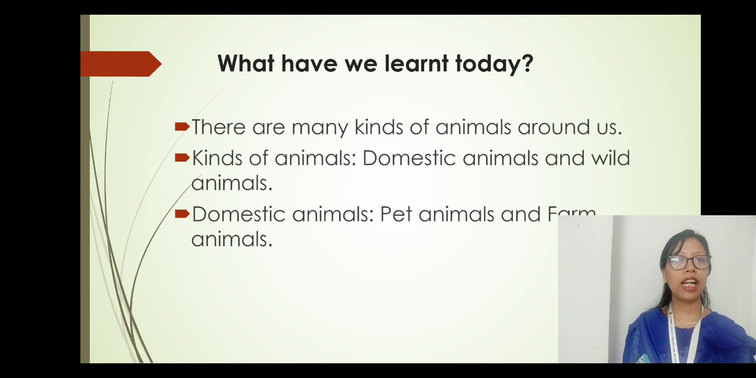Then the domestic animals have been divided into 2 parts, the pet animals and farm animals. Now the pet animals are those animals that live inside our houses, and farm animals are those animals that live in the fields or in the farms. So these are some of the things that we have learned today. Go through the lesson, read the lesson properly, as there will be a lot of questions coming from inside the lesson.